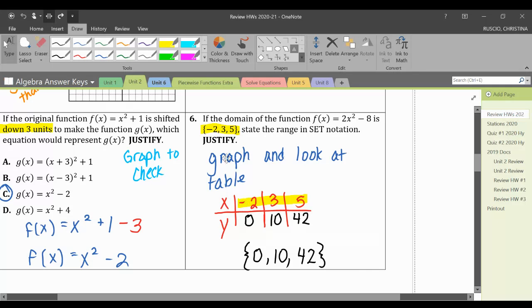Make sure you know how to use your calculator for questions like number 6. So practice this now, graph it on your calculator, press Control-T, look for the x values of -2, 3, and 5. In the y values of the table, you'll see 0, 10, and 42. That's why those are the elements or the numbers in the range.